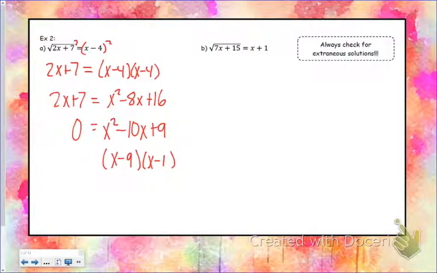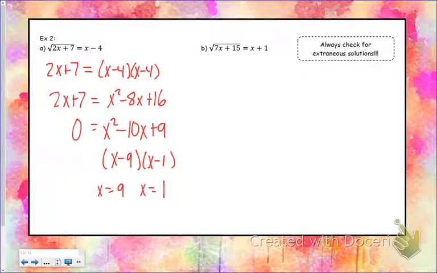All right, so then I get two possible answers. I get that x is equal to 9, or I get that x is equal to 1. So my possibilities at this point then, I would plug these back into the original equation. Okay, so in the original equation, if I were to plug in 9, 2 times 9 is 18, plus 7 is 25. So the square root of 25 is the same thing as 9 minus 4. Those are both 5. So 9 does work.